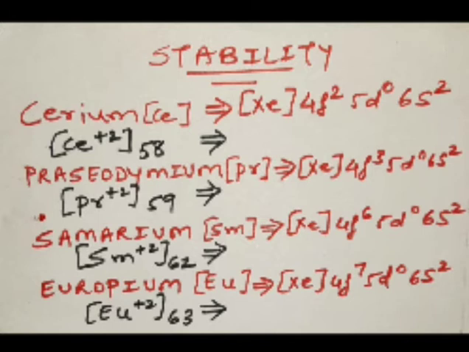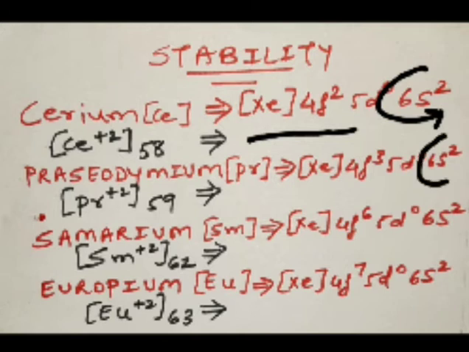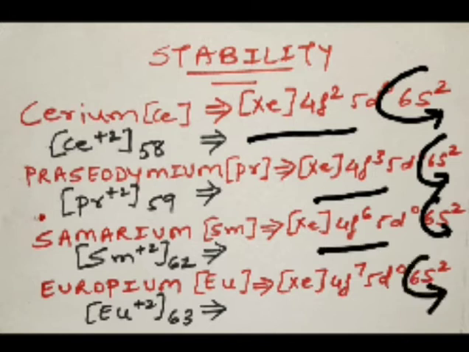So cerium in its +2 state, that means 2 electrons you have to remove from the valence shell. So these 2 electrons will be given out. You are left with this type of electronic configuration, that is xenon 4f2. Praseodymium, again 2 electrons are removed, left with 4f3. Samarium, again 2 electrons are given out, left with 4f6. Europium, 2 electrons given out, left with 4f7.